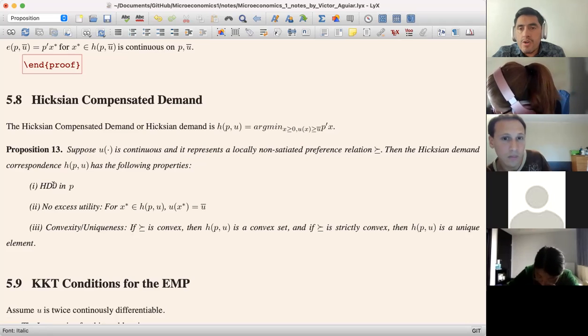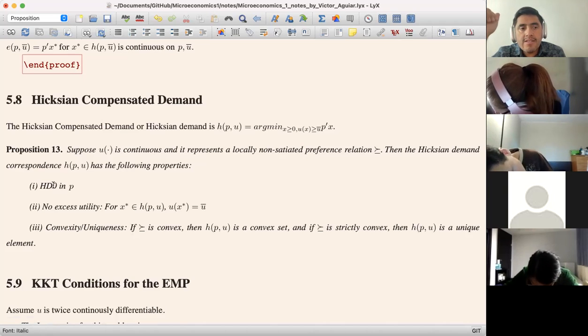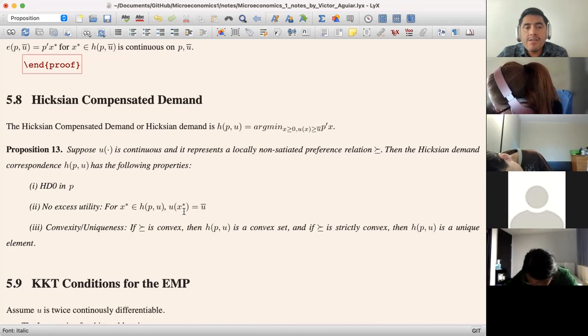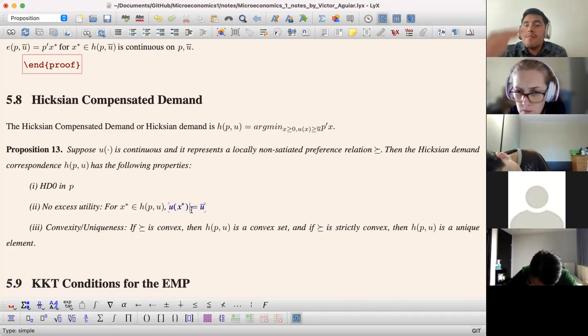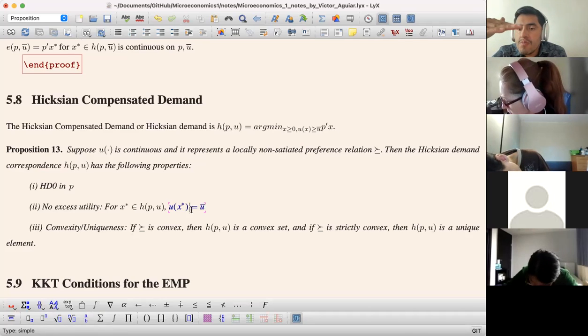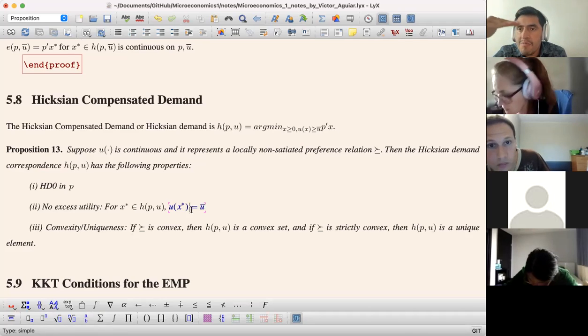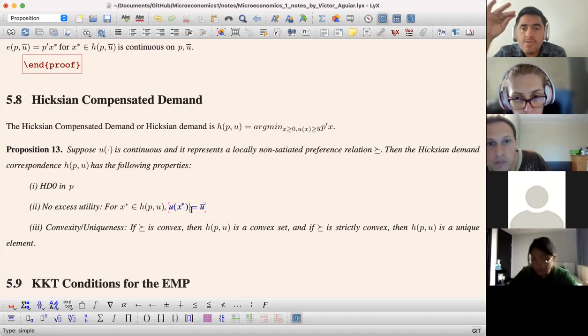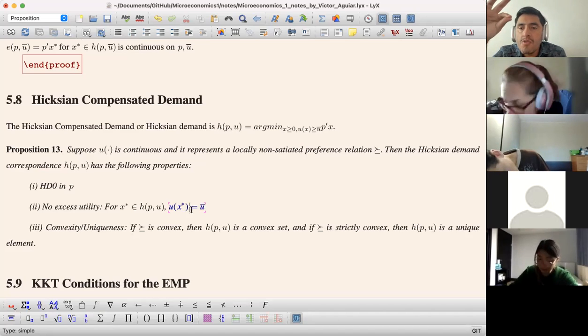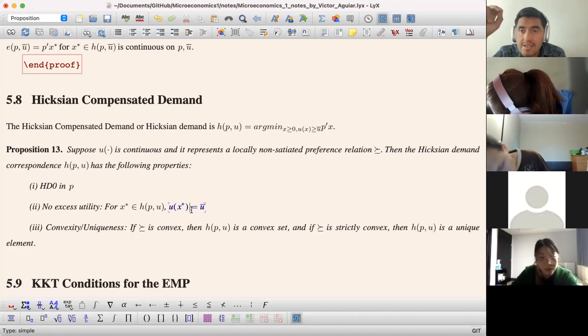The second property that we already observed in the previous part is that there is no excess utility. That means that any optimizer of the expenditure minimization has to hold with equality. Why is that? Because remember that local non-satiation means that if you're consuming above the target, you're going to be spending more, right? So you have to consume exactly at the target. So whatever optimum level, or minimizer in this case, of the expenditure problem has to be at the u bar level.